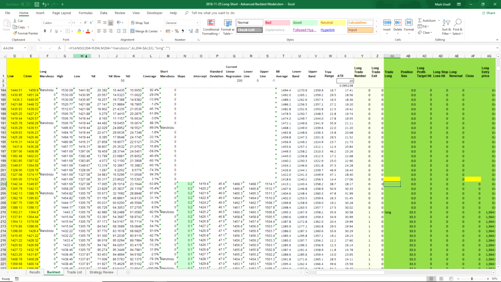What this is saying is when the closing price is lower than the linear regression line, standard deviation center line, and we have a Marubozu candle, and there is not already a long trade running, then we can enter long. And we're going to adjust this. We're going to click in this cell here. Now this is the first one. I'm going to click up here. I'm going to adjust this to add a new condition.